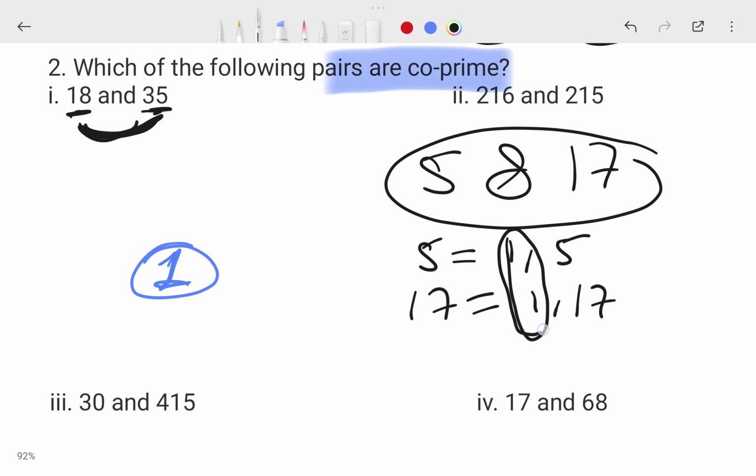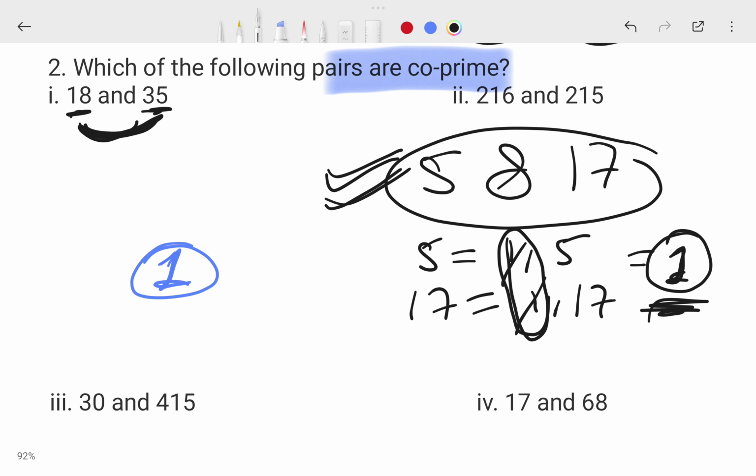This is 1 and 1 only. After that, is anything common in this? No. So it has only one common factor, that is 1 only. So these are co-prime numbers. Co-prime numbers simply means they have only one common factor. Okay, like that. These are co-prime numbers.